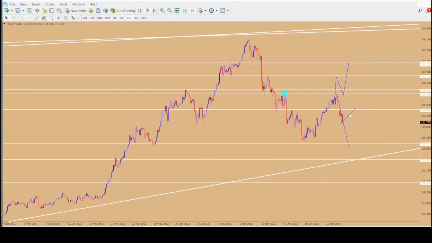But if that doesn't happen, if, like I said, the USD gets seriously bullish, a significant close above the 134.62 area would expose the 138.112 area and even possibly higher, right?